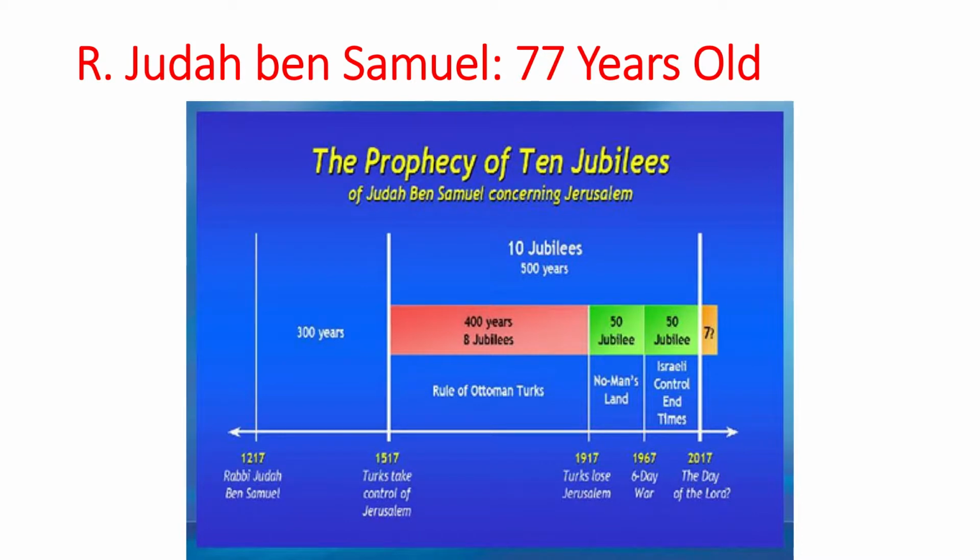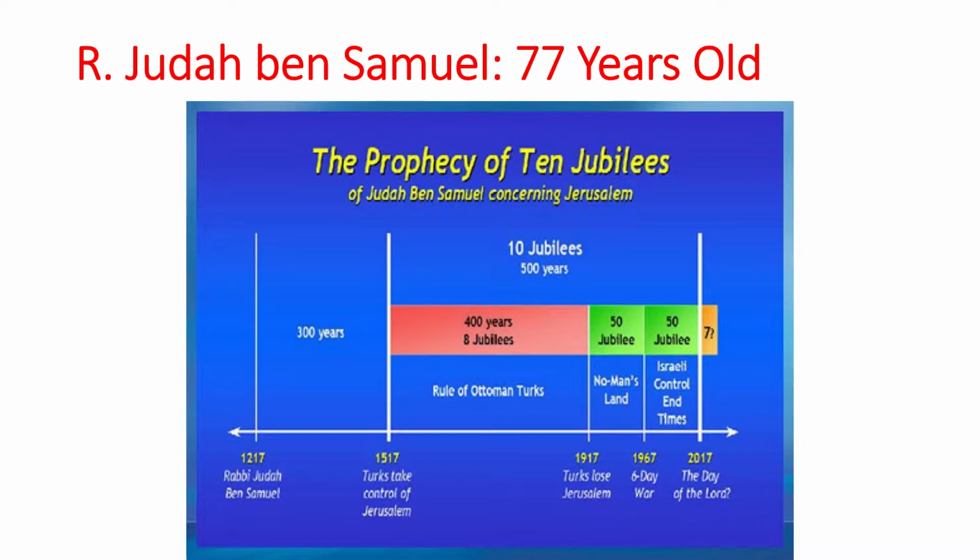So this is an artist's recreation of his prophecy of 10 Jubilees. He started prophesying in 1217, his death year. He said there will be 300 years, which is 6 Jubilees, until 1517, and then the Turks will take over control of Jerusalem. And so there will be that dividing point in 1517.